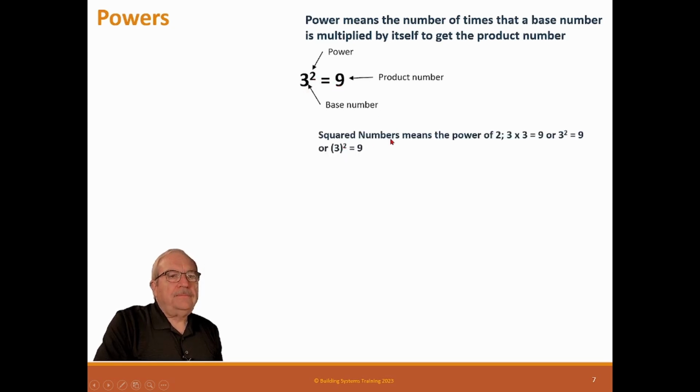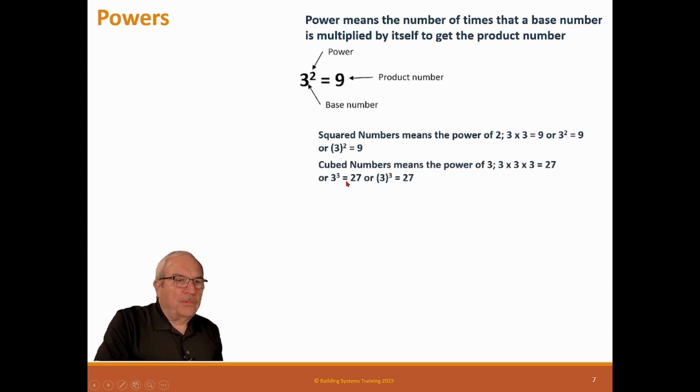So standard numbers means that if you take 3 times 3, that's 9. You take 3 squared, that's 9. Or you take 3 to the second power, that's also 9. They're all the same. They're just different ways to express the same thing.